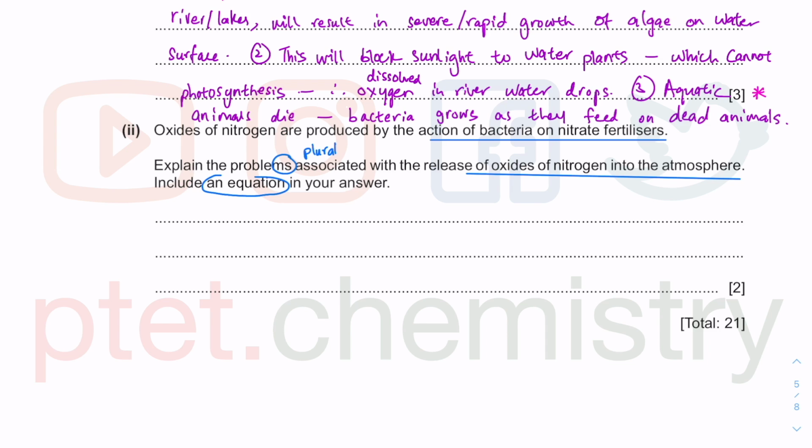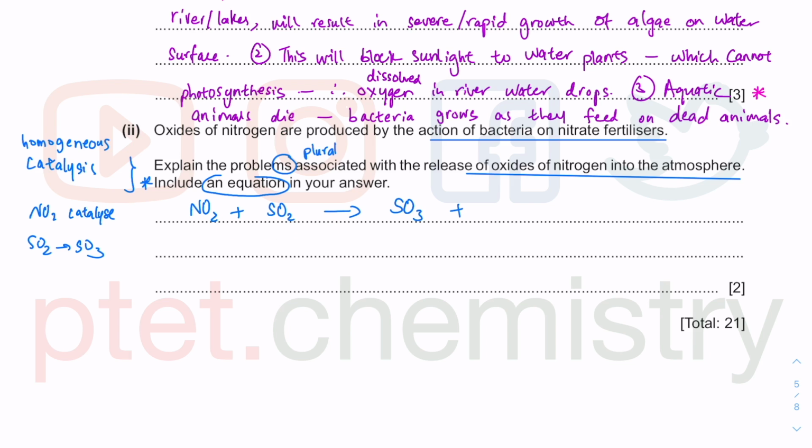So oxides of nitrogen in the atmosphere, this is about homogeneous catalysis in the upper atmosphere, where we have NO2 catalyzing SO2 going to SO3. So what we could say is NO2 plus SO2 gives NO plus SO3. In the industry, SO2 goes to SO3 as part of an equilibrium process, and you need a catalyst, pressure and temperature. In the upper atmosphere, all of these are just gases. We don't put V2O5 in the upper atmosphere. Instead, SO2 goes to SO3, catalyzed by this NO2.